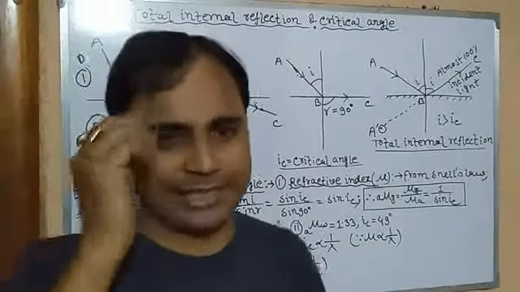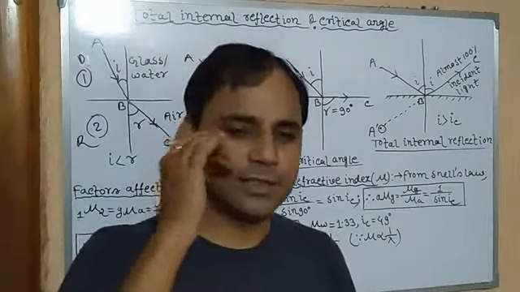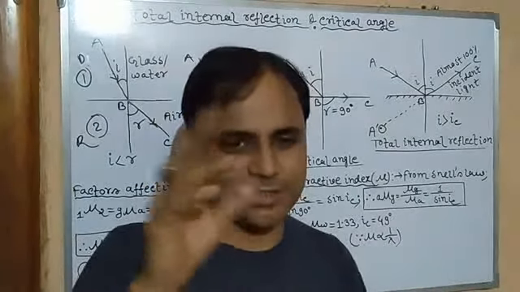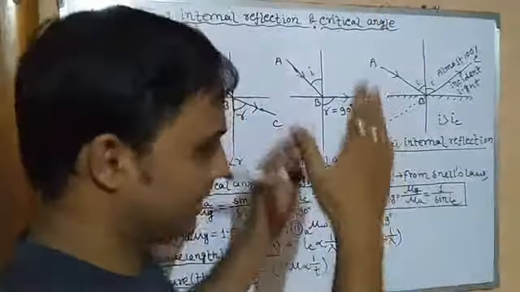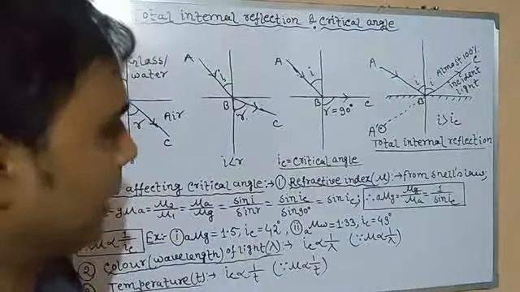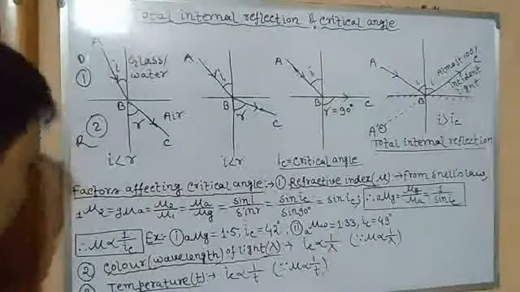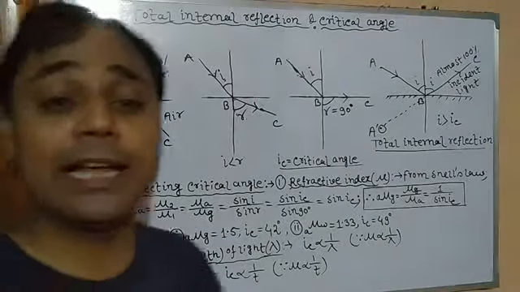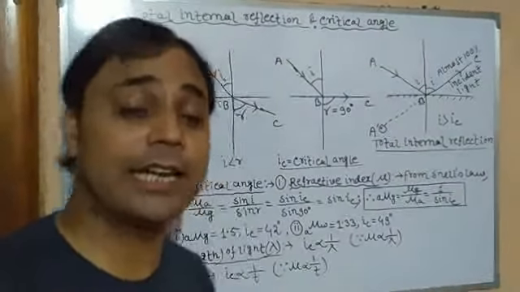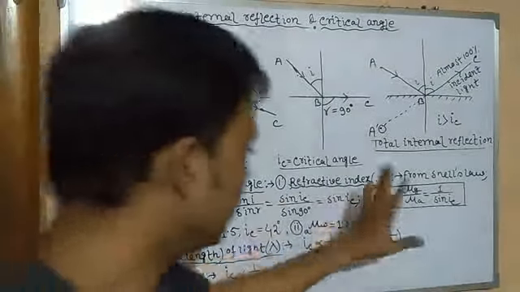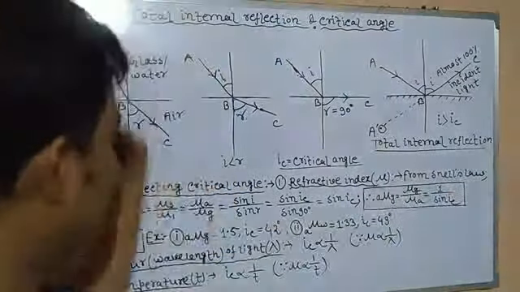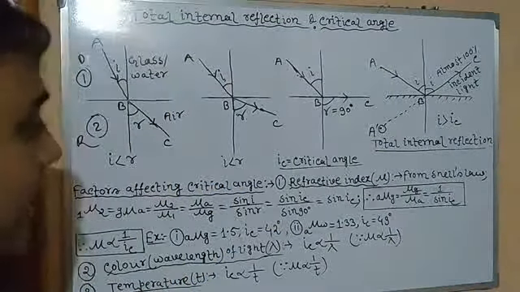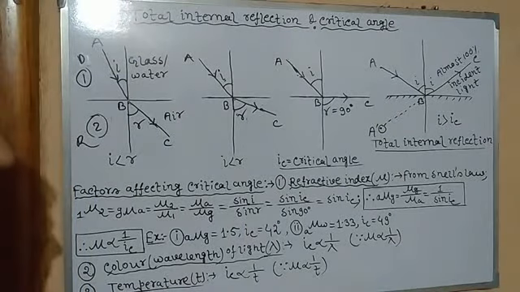Then a drop of water on lotus leaves looks like a diamond. It shines like a diamond. These are all phenomena due to total internal reflection. Clear? Now moving on to the factors affecting the critical angle. On which factors does the critical angle depend? Number one is the refractive index. From Snell's law, we can establish the relationship between the refractive index of the medium and the critical angle.